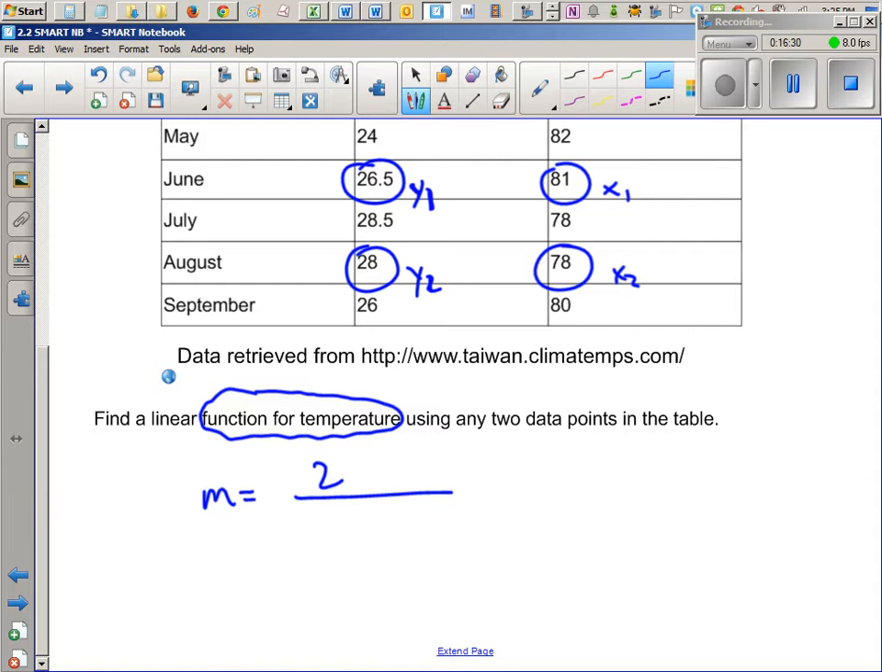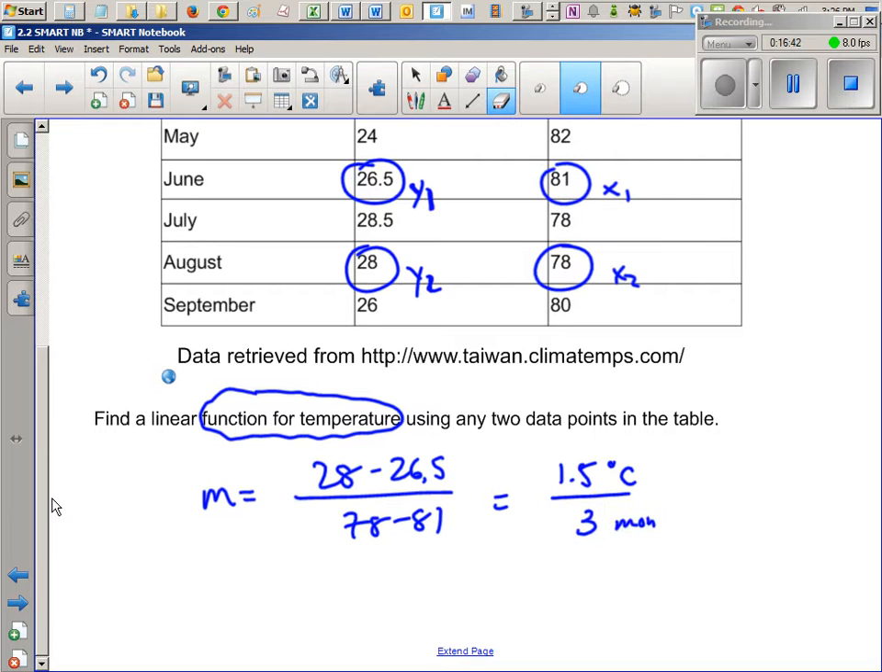So we're going to do 28 minus 26.5 over 78 minus 81. This gives me 1.5 degrees Celsius over 3%. So this gives us 0.5, and the units are funky. It's degrees Celsius per percent relative humidity. Don't stress out too much about units. Why don't we just put 0.5, and let's write our function as best we can.